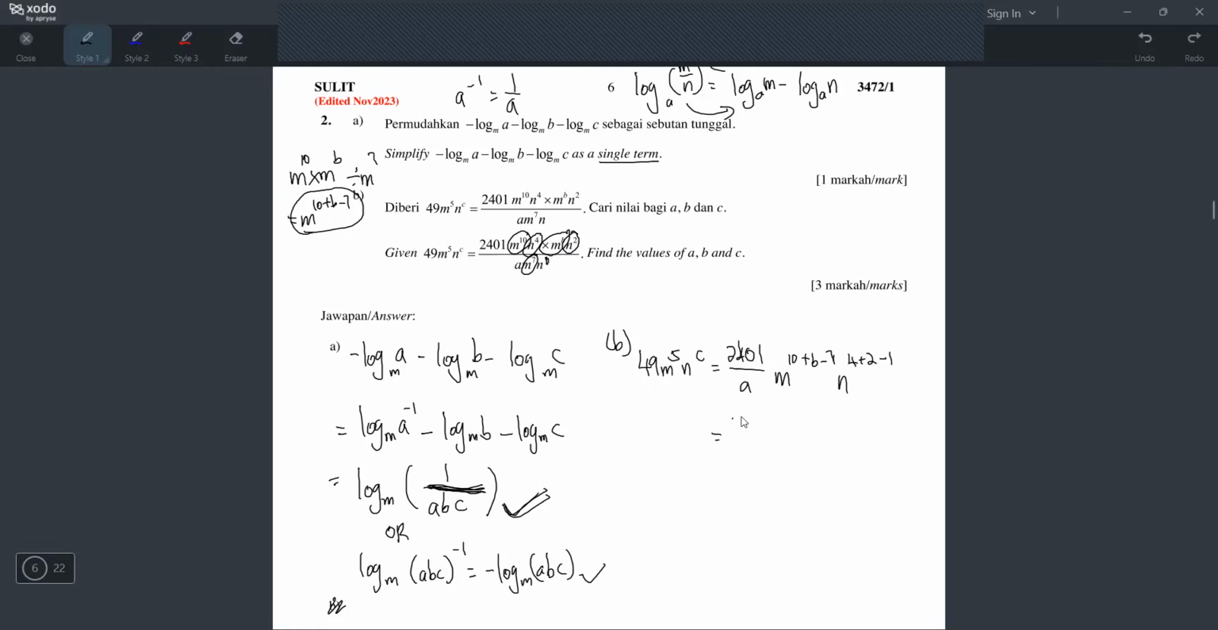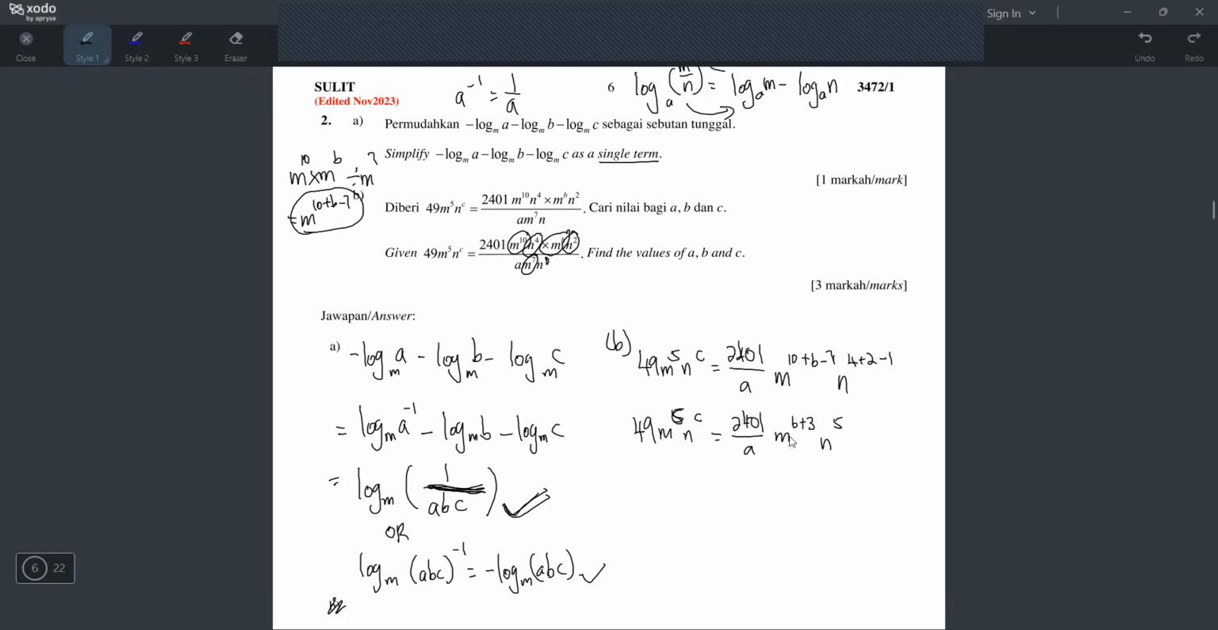So we end up with 2401 over A, and then times m power b plus 3, because 10 minus 7 is 3, and then n power 4 plus 2 minus 1, which is just 5, right? And then here, you just copy exactly the same. Okay, now I think I already successfully simplified both sides.